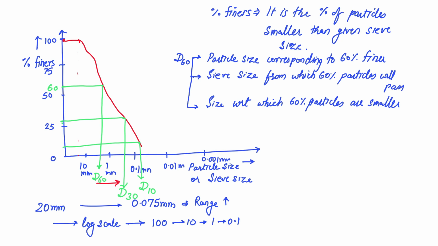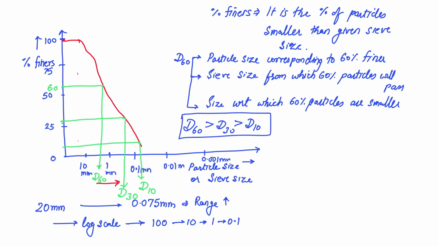In the same way, you can also define D30, or even you can define D10. But if I ask you that among D60, D30 and D10, which one will be biggest? So obviously, see here, D60 is coming here, between 10 and 1. D30 is coming here, between 1 and 0.1, and D10 is coming even smaller than 0.1. So I can say that D60 will be biggest and D10 will be the smallest. Fine. So that's the relation that you should understand.